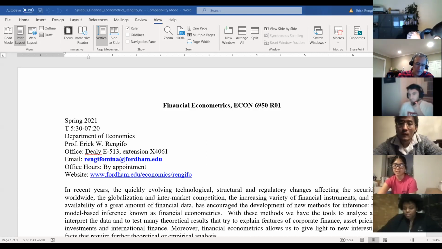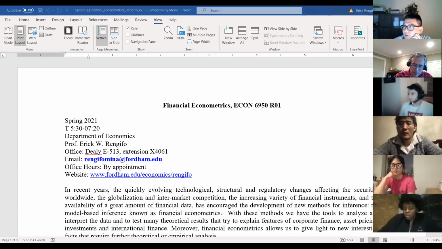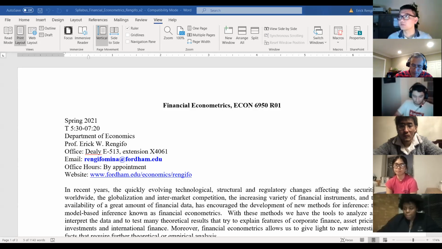Hi, Professor. My name is Jia Chen Mu and I studied statistics and math in undergrad, and I took micro and macro econ classes, but it was a very long time ago. I'm a data science major at Fordham University, and I plan to get into the financial industry. So I want to learn more about the basics of financial econometrics.